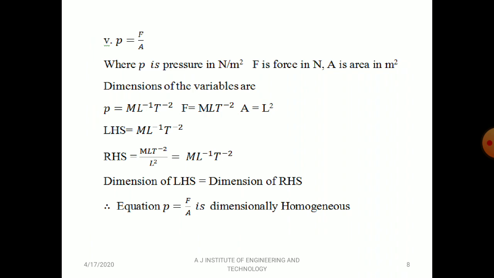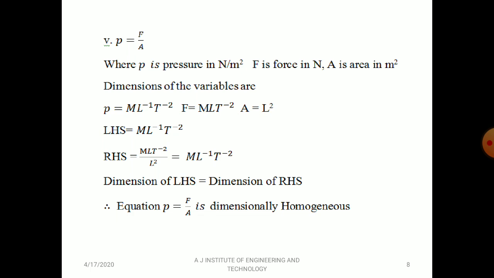Next, last case, pressure equals F by A. P is pressure, F is a normal force acting on an area. So F by A, where F is a force and A is a cross-sectional area. Where P is pressure in Newton per meter square, F is force in Newton, and A is area in meter square. Then we can write the dimensions of the variables because we know all the units of the parameters. For pressure it is M into L to the power minus 1 T to the power minus 2. For force, from Newton's second law, F equals m a, the dimension is M into L into T to the power minus 2. Area is L square.